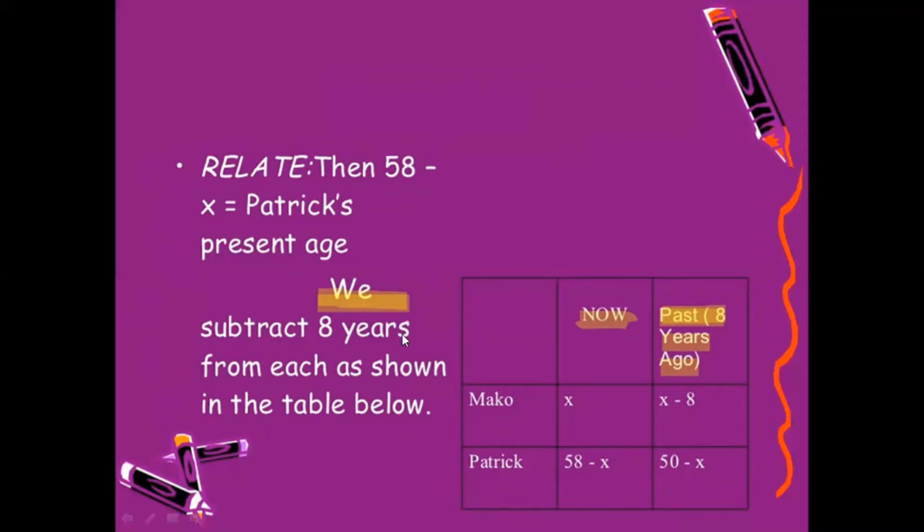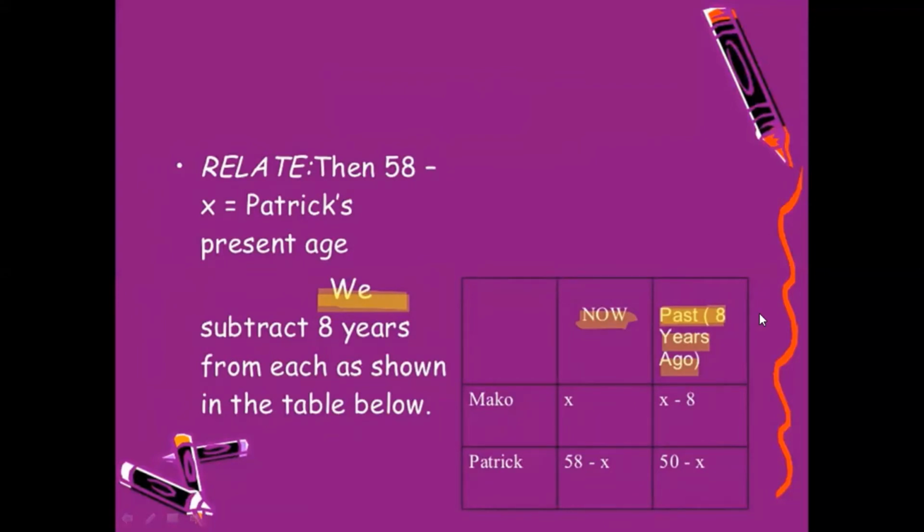Now we have the table. We subtract 8 years from each, as shown in the table below. Marco and Patrick: now X and 58 minus X. So this table is representing their present ages and past ages. Once again, it's very important, so we'll have to keep this factor in mind.